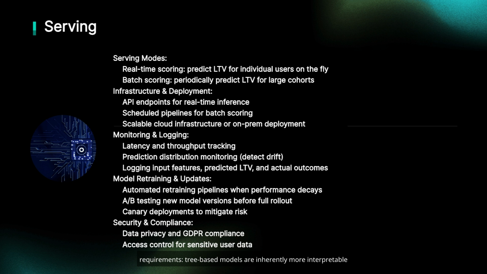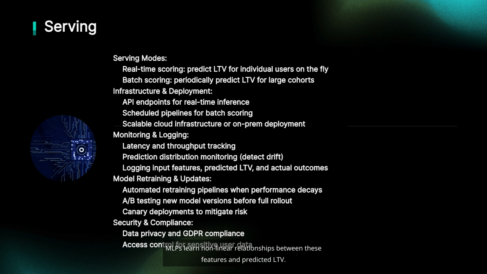Tree-based models are inherently more interpretable than deep neural networks, though techniques like SHAP or attention visualization can help explain neural network outputs. Neural networks allow us to model complex patterns in user behavior that tree-based models may miss. Starting with simple multi-layer perceptrons, MLPs, these feed-forward networks accept tabular features such as RFM metrics, recency, frequency, monetary value, engagement statistics, session duration, app opens, and categorical embeddings, user type, geography, device.